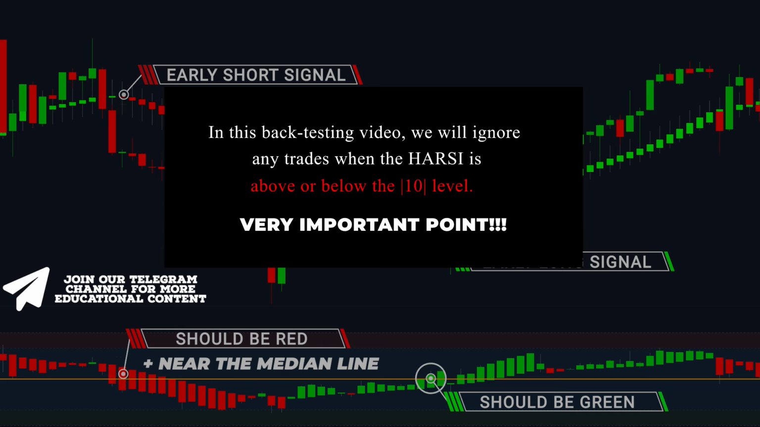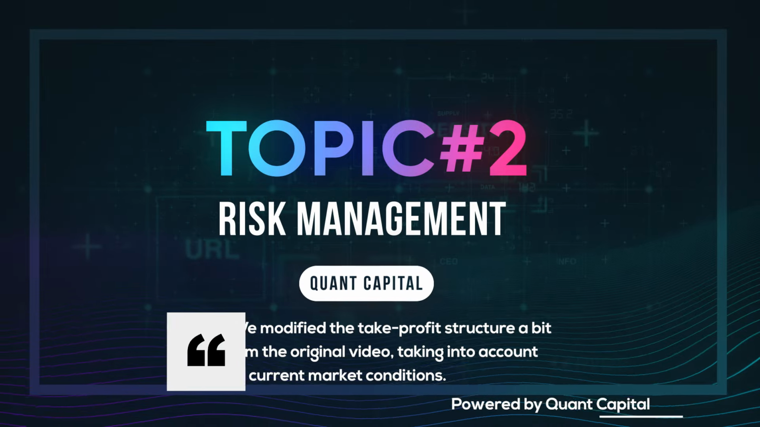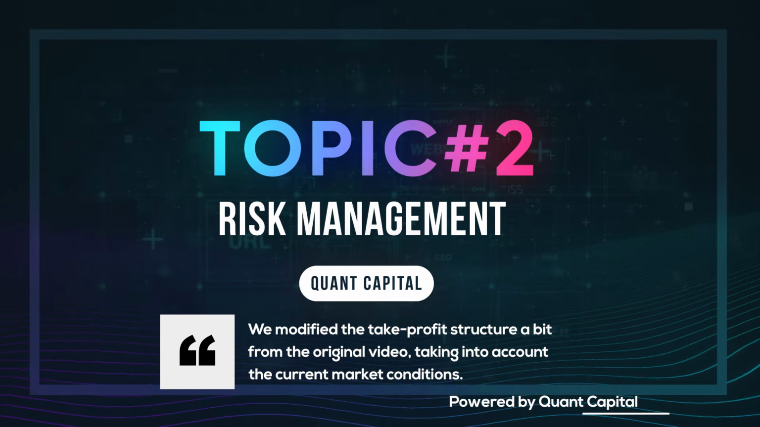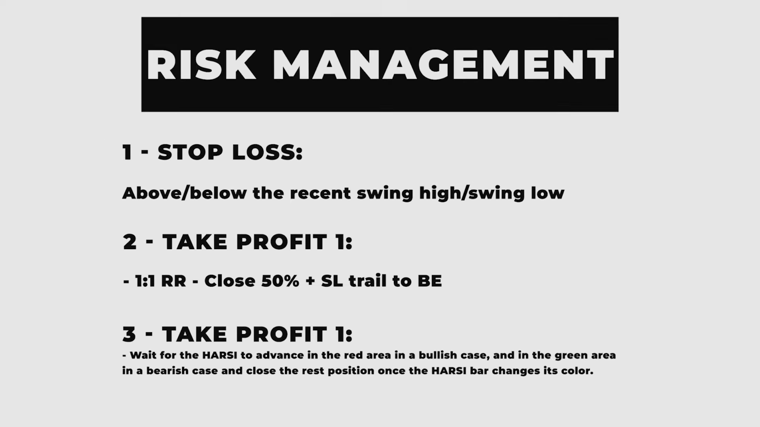Now, let's discuss another important point regarding the effective position and risk management. We modified the take profit structure a bit from the original video, taking into account the current market conditions. With that, the stop loss can be placed above or below the previous high or low, or smoothed Heikin-Ashi candle. Check the original video to learn details.